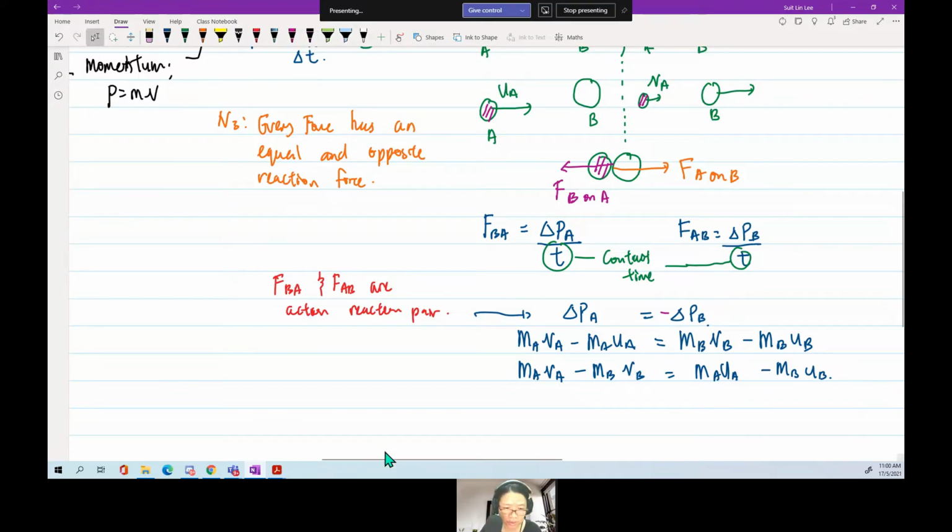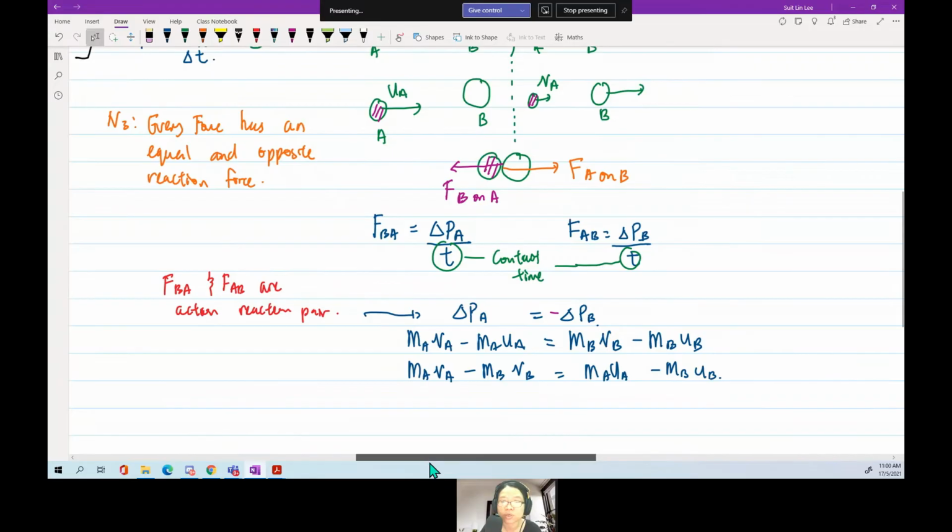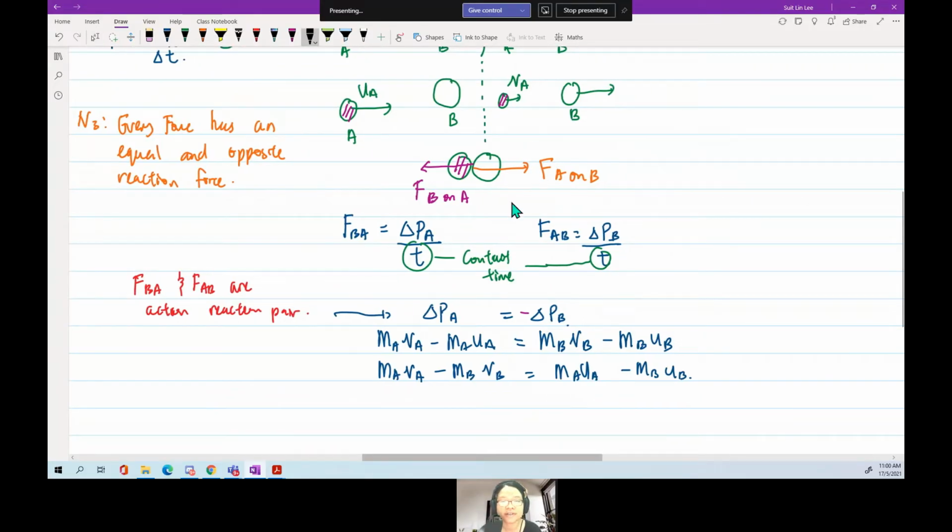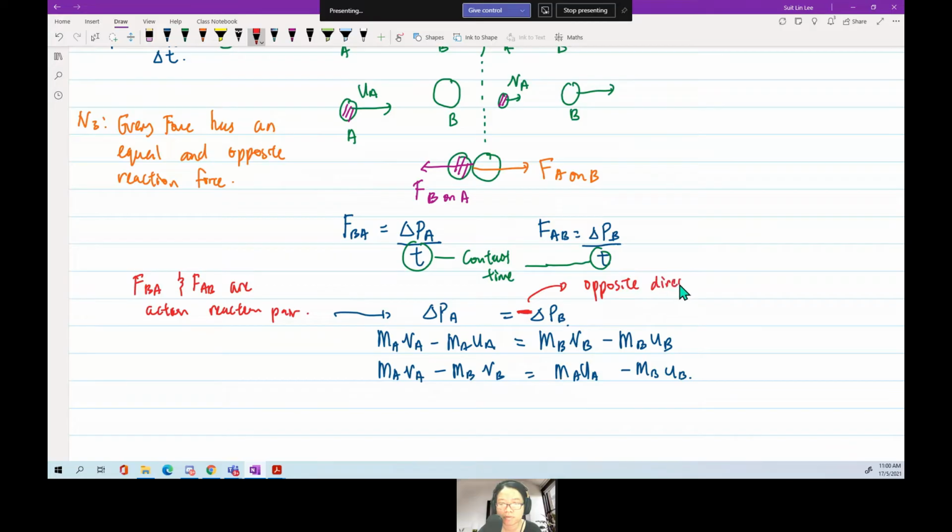No visual, my brain has no cue to include the negative. So for this action-reaction pair, the negative here is to show opposite direction. Okay, forgotten? Or did I purposely forget?